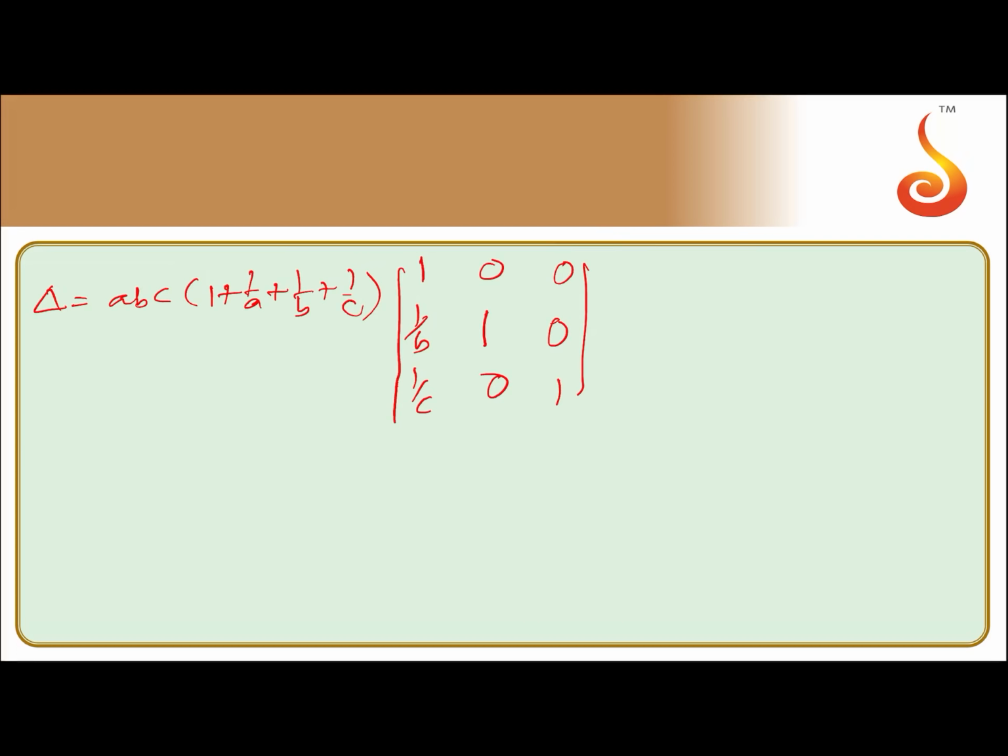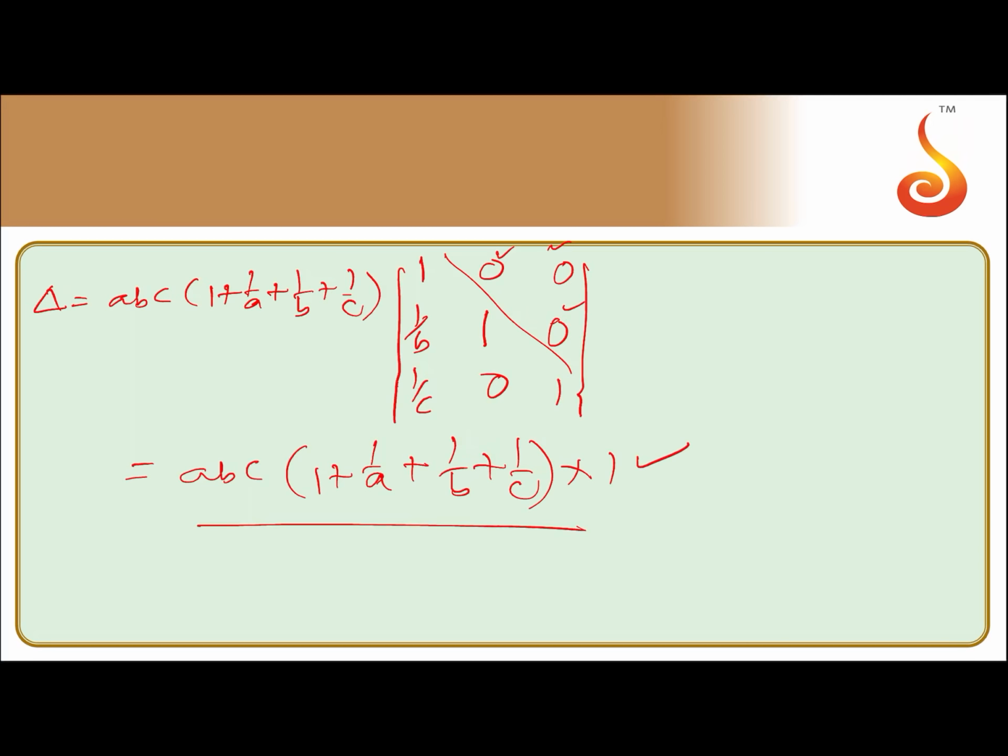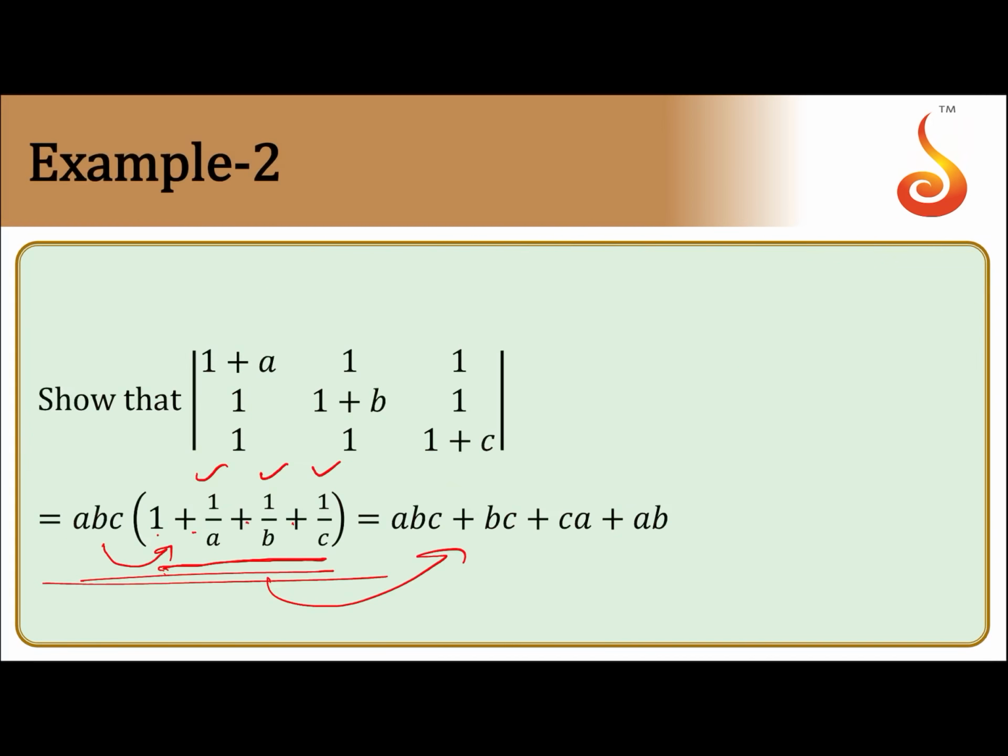And clearly we can see that this is a determinant wherein the elements above this diagonal are zeros. So the value of the determinant is the product of diagonal elements. Clearly the answer for this one is nothing but ABC into 1 plus 1 by A plus 1 by B plus 1 by C multiplied by 1. This is our required result. Hope you understood the problem. So this is how we calculate the answer for this one.